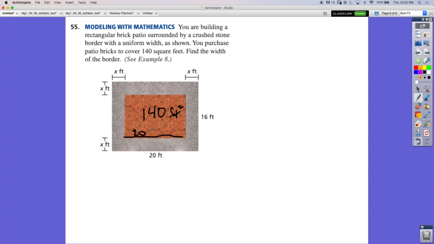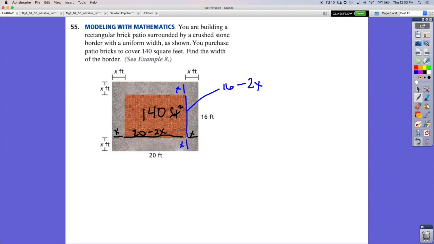is 20 minus 2x. And the reason why it's minus 2x is because from here to here it's x as indicated up here, and up here it's also x. So this is 20, which is the whole thing, minus both of these x's. Now I'm going to switch colors and do this side of the patio. Now this whole thing is 16, but just this blue side is going to be 16 minus this part, which is also x, and this part, which is also x. So it's going to be 16 minus 2x.